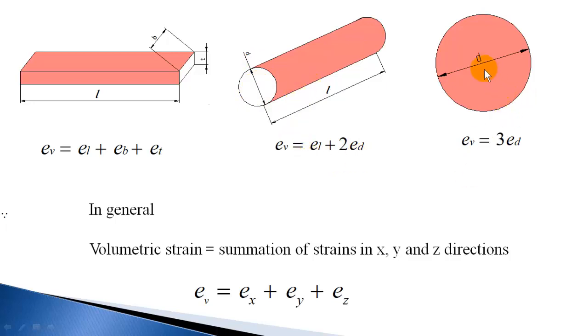In case of a sphere, in x direction, y direction and z direction, all directions you have diameter, so EX plus EY plus EZ is ED plus ED plus ED, you get 3 times ED. So volumetric strain is 3 times ED. So what you have to do is just sum up the strains in x, y, z directions. Okay, so it will be easy for you to remember this formula.